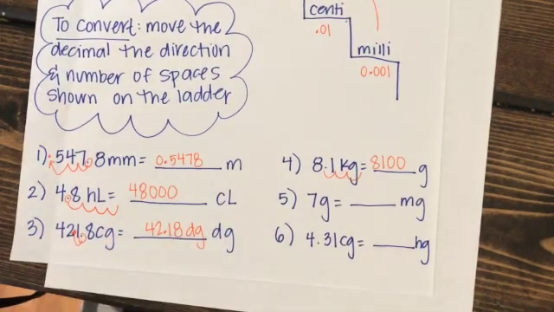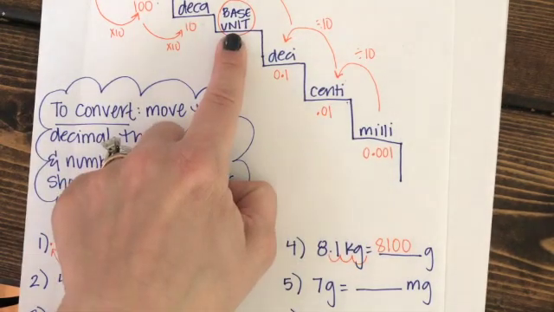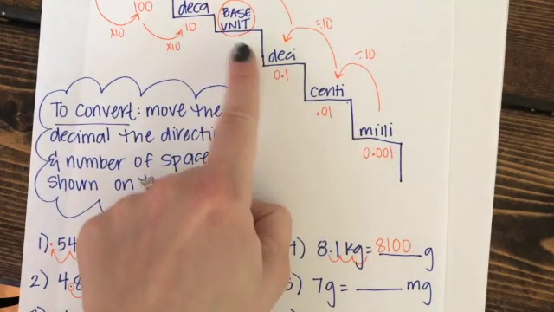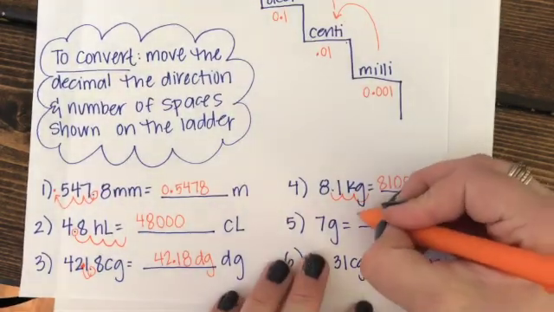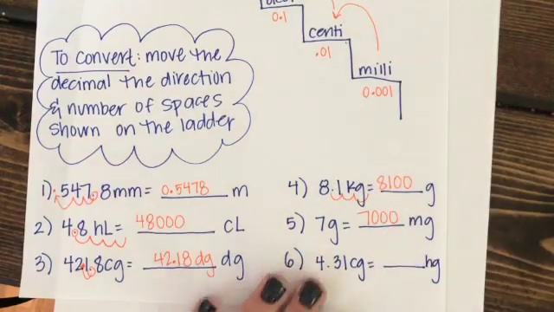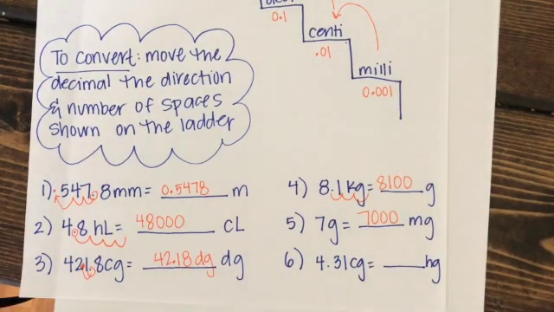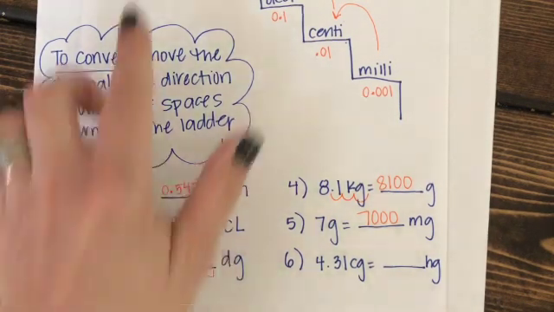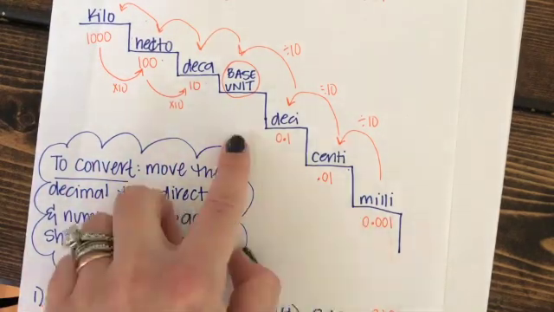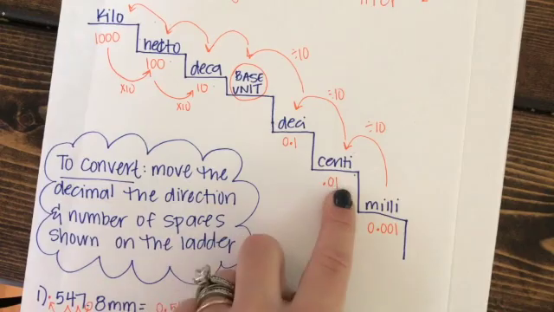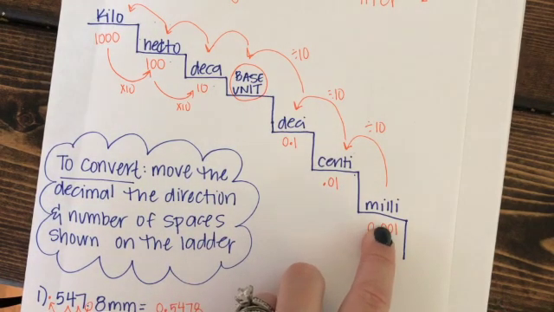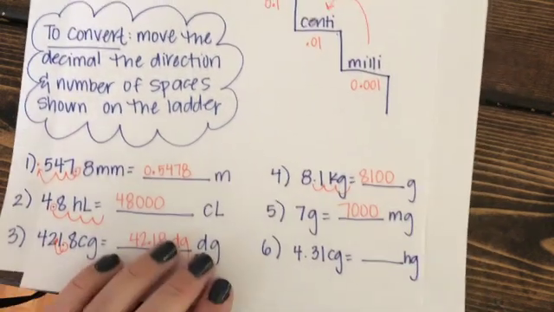Number 5, I have 7 grams and I'm going to milligrams. So grams to milligrams, I'm moving my decimal 1, 2, 3. That would be 7,000 milligrams. Remember how we were talking about going down is multiplying? So 7 times 10 is 70, times 10 is 700, times 10 is 7,000.